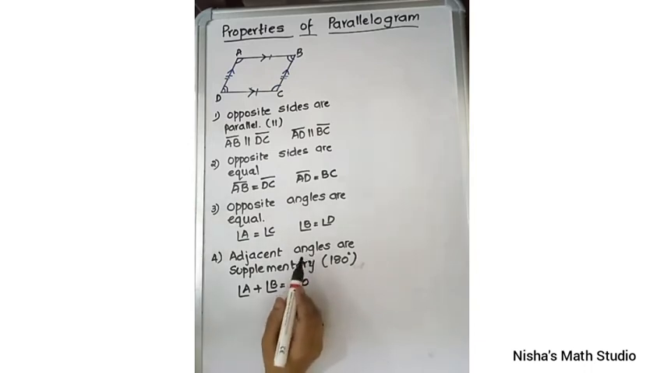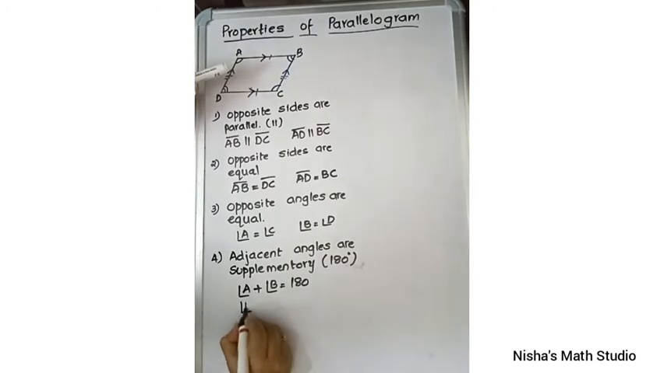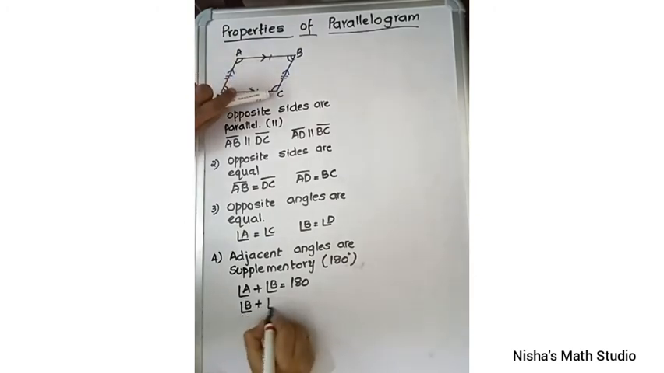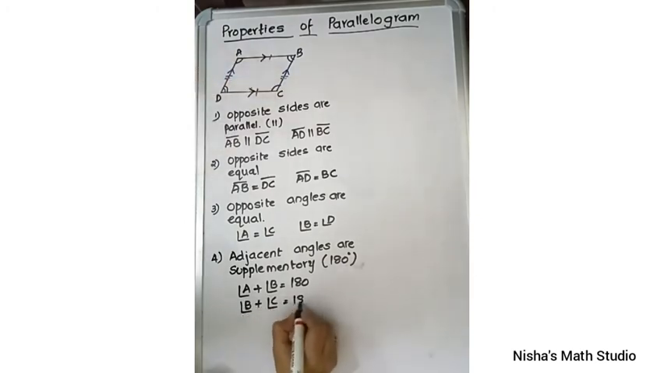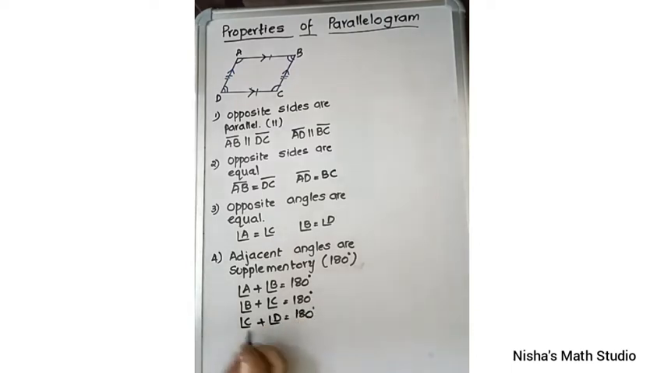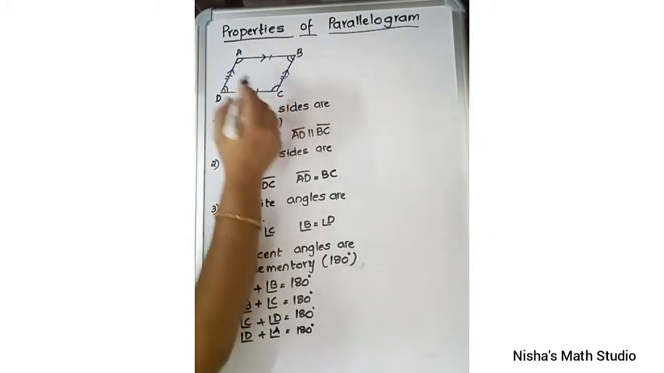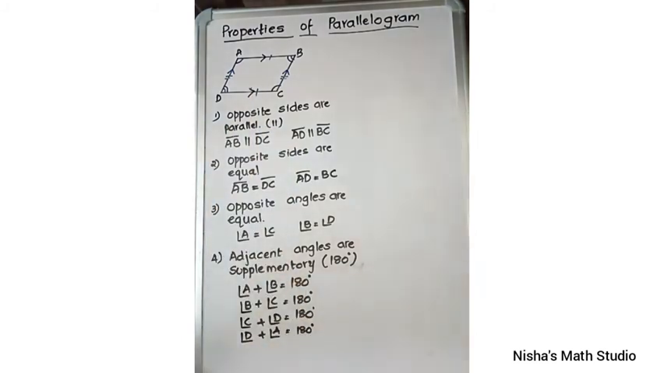There are 4 sets of adjacent angles. One set is A and B. Then you have angle B plus angle C is equal to 180 degrees. Angle C plus angle D is equal to 180 degrees. And finally, angle D plus angle A is 180 degrees. Opposite angles are equal, adjacent angles are supplementary.